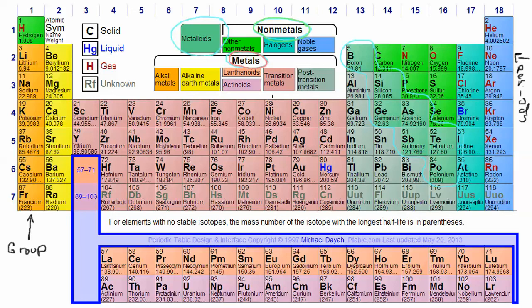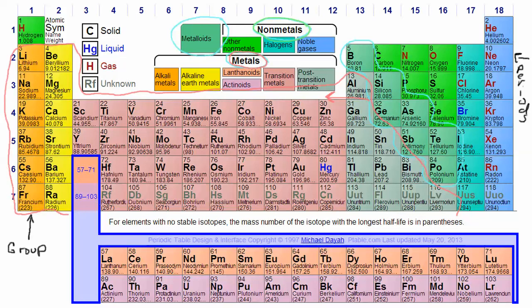Everything to the left of the metalloids in the periodic table is a metal. So all of these elements are metals, with one exception: hydrogen. Hydrogen is the one exception to this pattern.